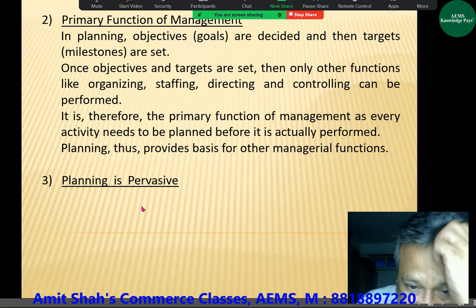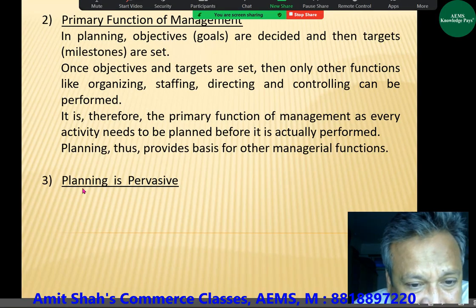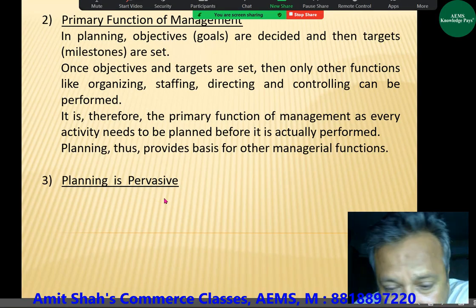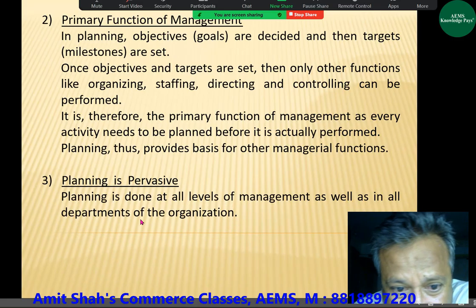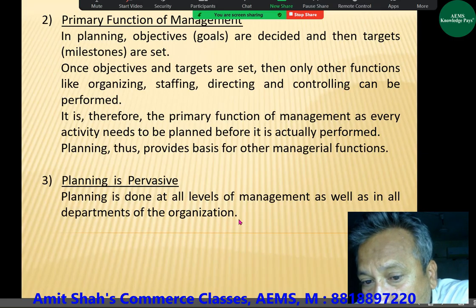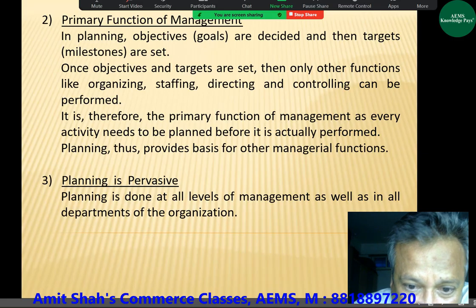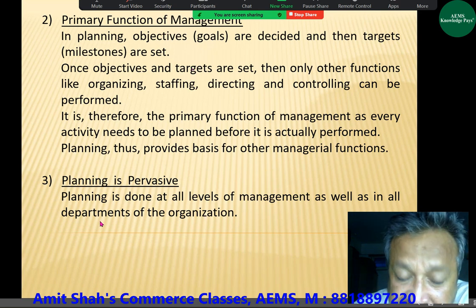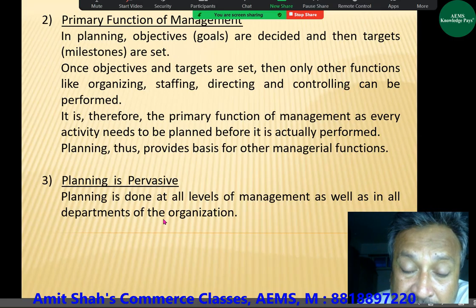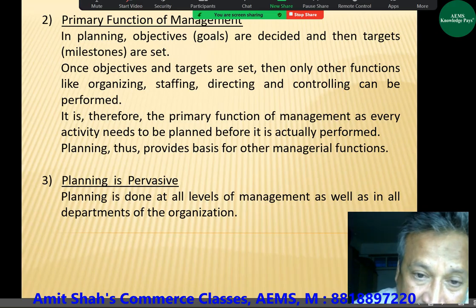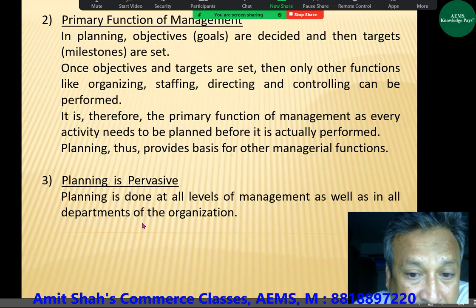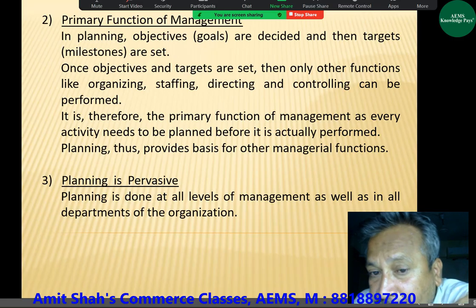The third point is planning is pervasive. Pervasive means anything which is spread everywhere. So planning is spread everywhere in all the departments and all the organizations at every level. Planning is done at all levels of management as well as in all departments of the organization. Once the main plan of the business is made, it is broken down and distributed among all the departments. Then every departmental head makes a plan for his own department, aligning his plan with the main organizational plan or objective. And this is how the plan moves from top to bottom.